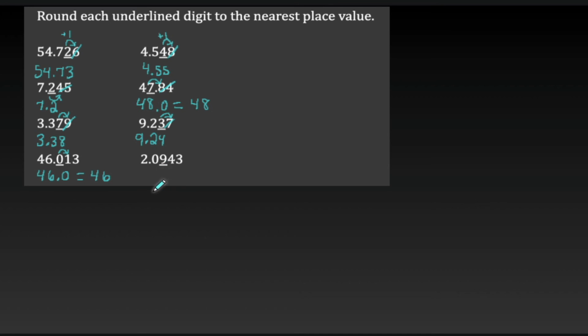And last but not least, we have 2.0943. So we are rounding the 9. Look to its immediate right. It's a 4. It stays the same because 4 is less than 5. And drop the remaining digits.